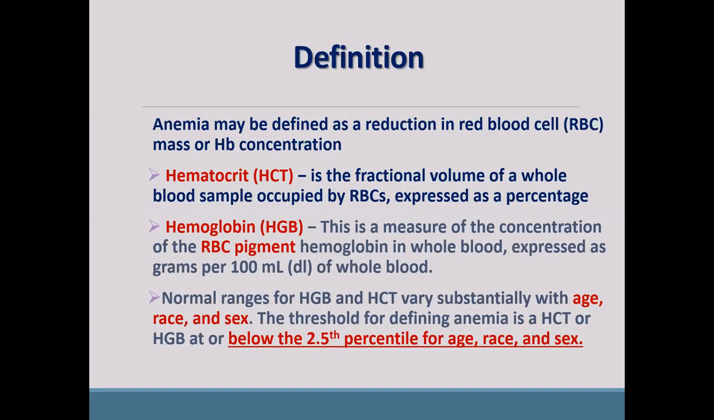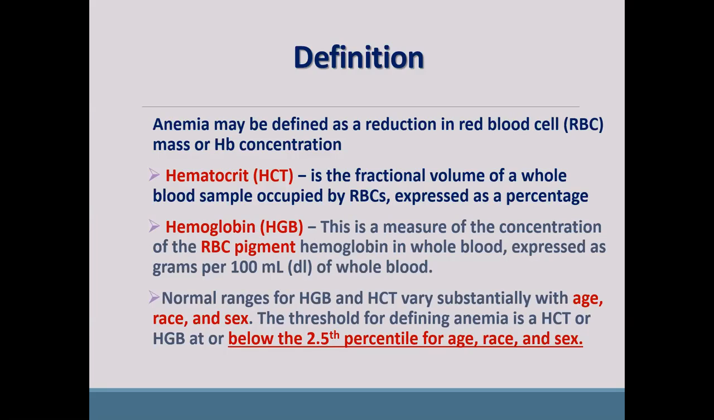How do we define anemia? Anemia may be defined as a reduction in red blood cell mass or hemoglobin concentration. The hematocrit or RBC mass is the fractional volume of whole blood sample occupied by RBC, expressed as a percentage. If you have a test tube containing blood and put it in a centrifuge, then the lower part is the packed cell volume or the hematocrit, which is different according to different age groups and also by gender.